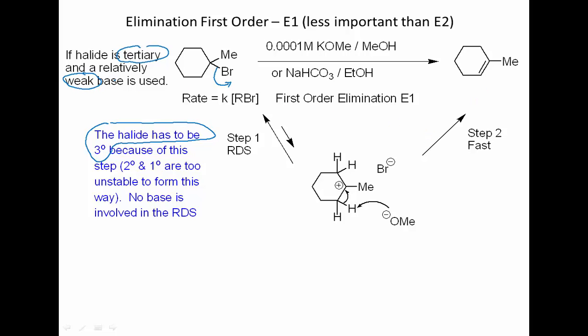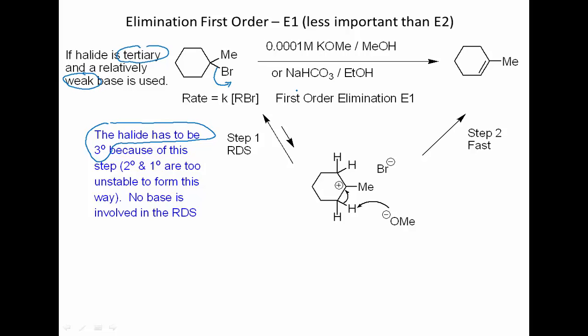The reason we have to have a relatively weak base is because if the base is strong, we start to see E2 kinetics in many of the cases. So only the tertiary systems would likely do the E1 reaction, and again you usually would have a relatively weak base, otherwise you would see the E2 reaction start to take over.